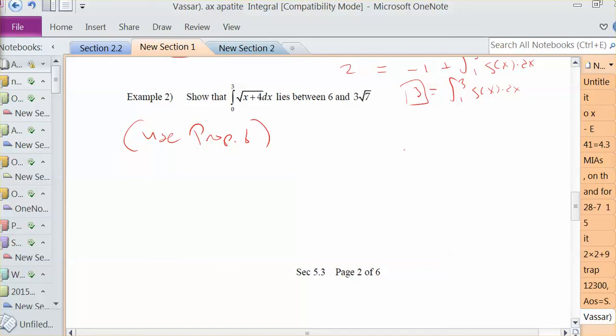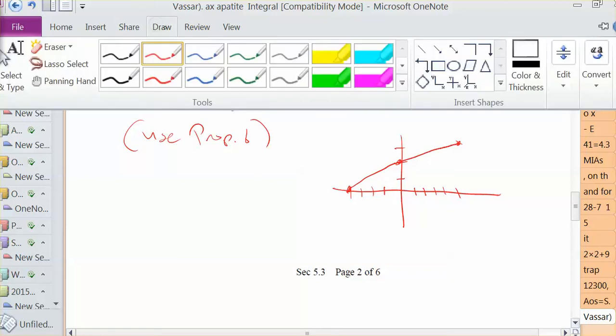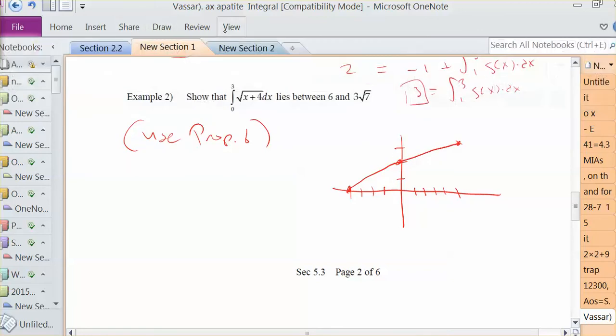So root x plus 4, you guys should know how that looks. We've done that many times. It starts at -4 on the x-axis. When x is 0, y is going to be 2. If you feel so inclined, when x is 5, then y is going to be 3. Just working it out. But I'm really just interested in looking at this from 0 to 3. Really just interested in this area. That's all.